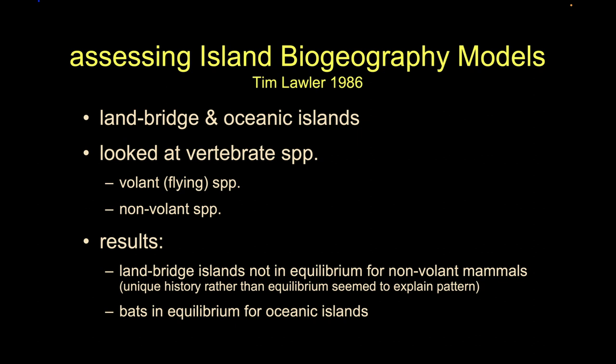And he said the unique history seemed to be more important than this equilibrium theory. But for bats, it did work. So bats could more easily move across the ocean, move from patch to patch, from island to island, could disperse more readily, and they actually did seem to be in equilibrium.